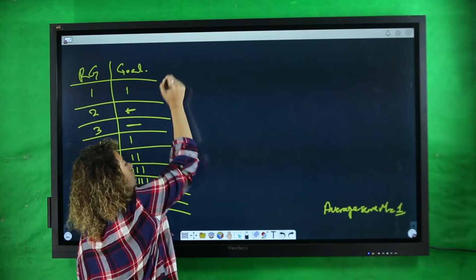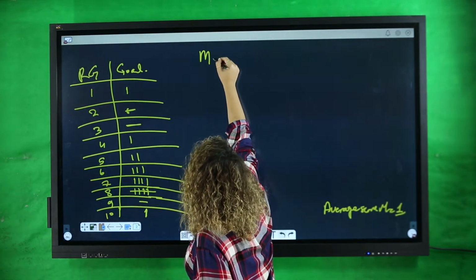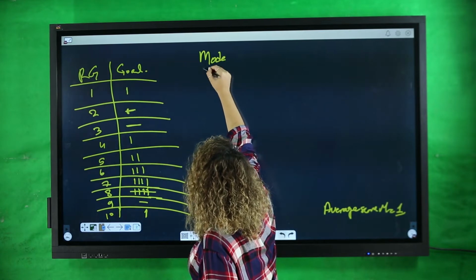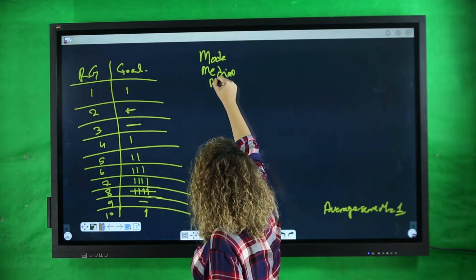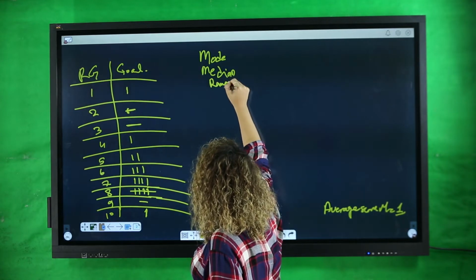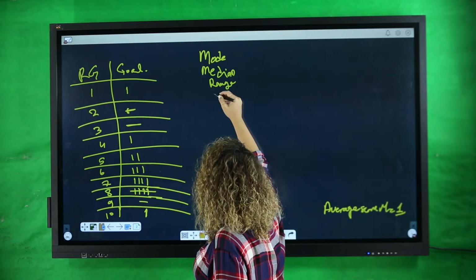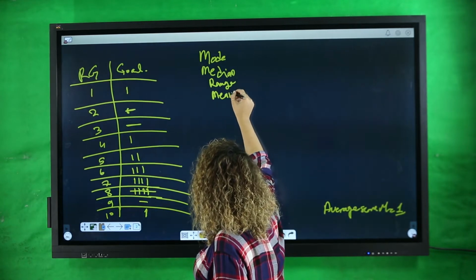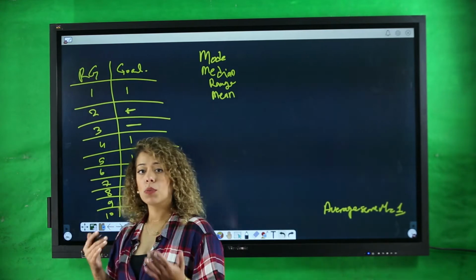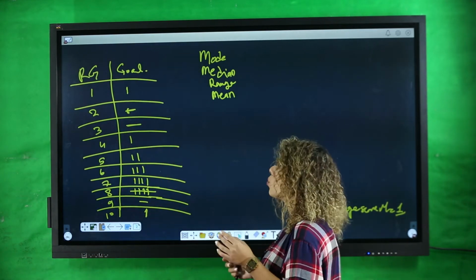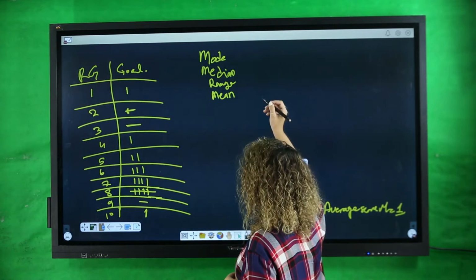What do we want to get? We want to get the mode, the median, the range, and the mean. So, let's go. First, we made a deal that first we need to rewrite the numbers in order. Right? So let's rewrite the numbers in order.